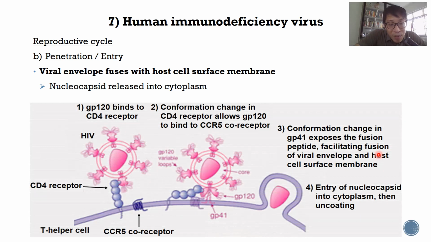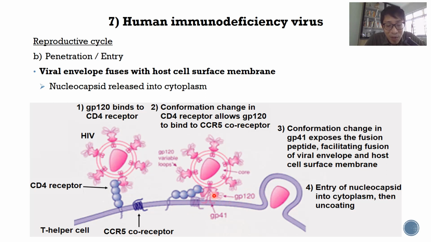So this diagram shows you what's happening, right? So when the GP120 binds to the CD4 receptor, the conformation change brings the virus closer to the cell surface membrane, in which it binds to the CCR5 co-receptor as well, and that would also trigger a conformation change to the CCR5 co-receptor, and that would bring the viral envelope even closer, right, to the cell surface membrane.